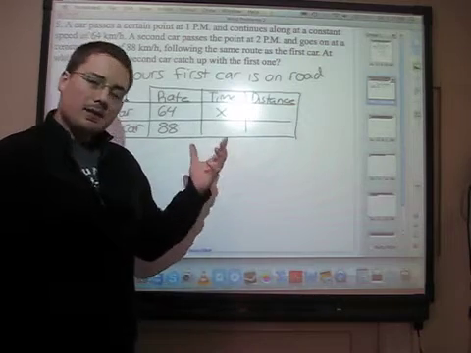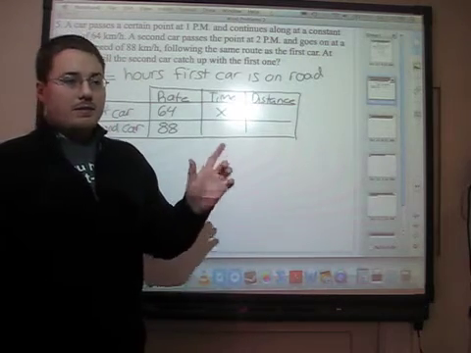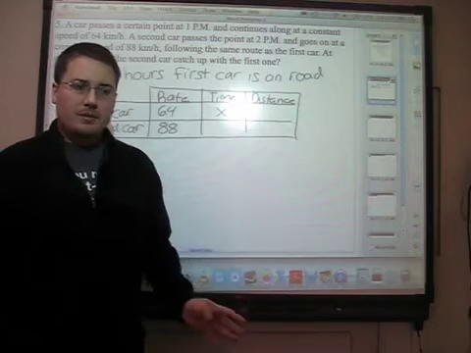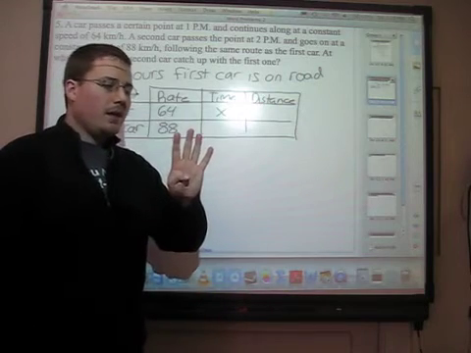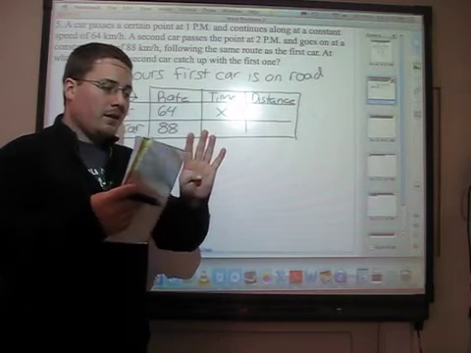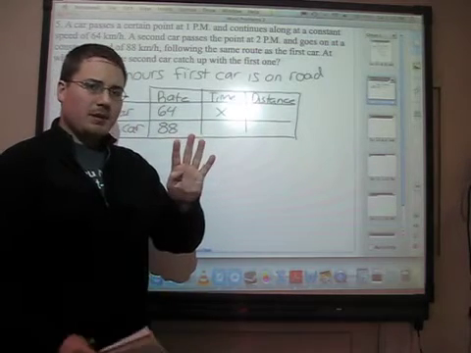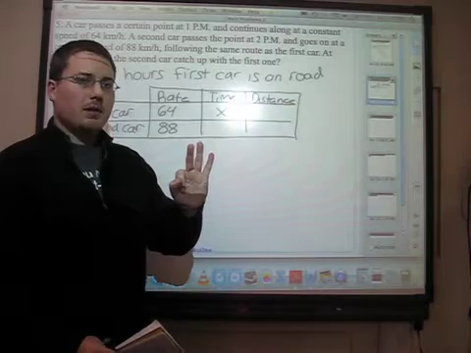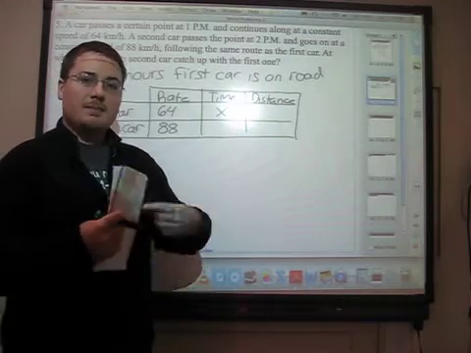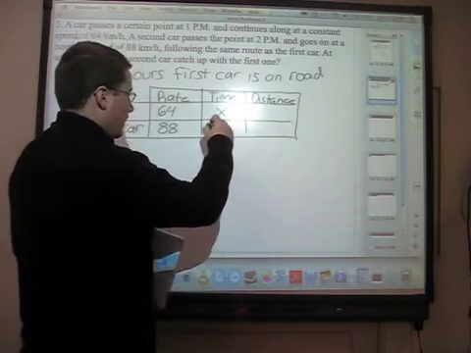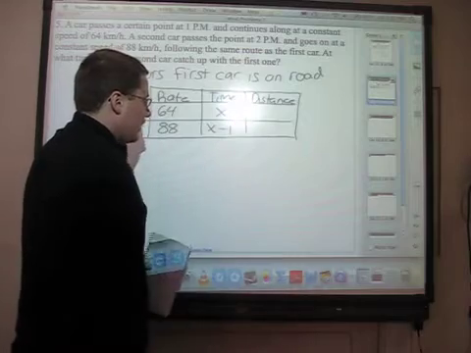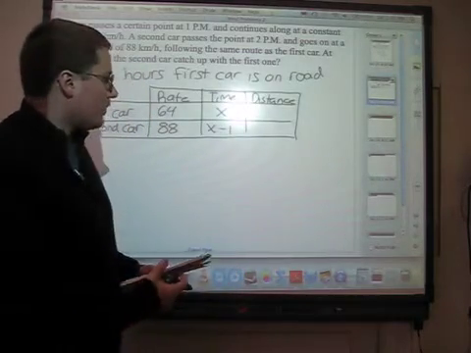If the first car that's been on the road longer is traveling for 4 hours, that's just an arbitrary number I pulled out of the air, 4 hours. If the other car leaves an hour after the first car, then it's been only traveling for 3 hours. So that would be x minus 1. And that's the real sticky part of this problem.